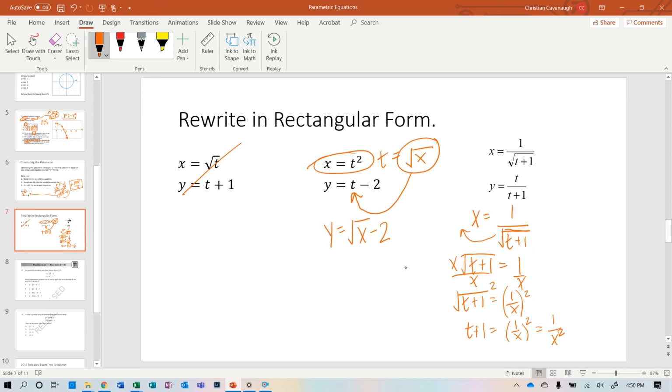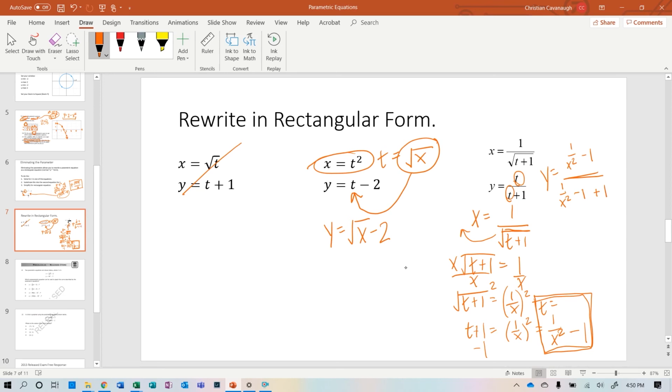And so t plus 1 equals 1 over x squared. So we need to subtract 1 from both sides. You're going to get t equals 1 over x squared minus 1. So then that's already pretty ugly, but now I have to put it back into the y equation everywhere that you have a t. So basically, we're going to put in y equals (1 over x squared minus 1) divided by (1 over x squared minus 1 plus 1).